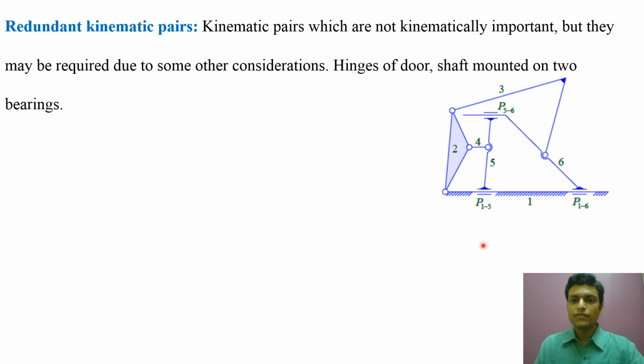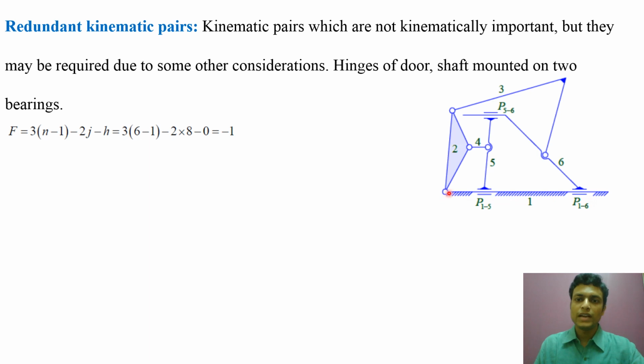Now let us come to this mechanism. Let us find the degrees of freedom of this mechanism by applying our formula. What is F? F equals 3 into (n minus 1) minus 2j minus h. So how many links are there? One is the fixed link. This is link number 2, this is link number 3, this is link number 4, this is link number 5, and this is link number 6. So 6 links are there.